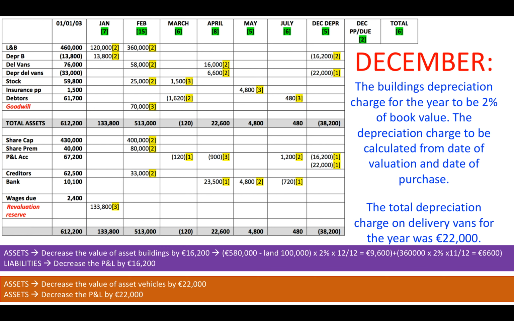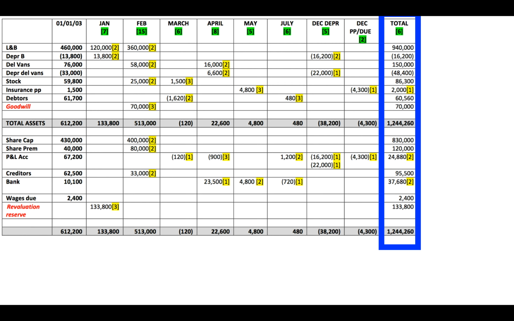So the last thing that you have to do then is your total figure. So you are totting up all of your figures going across the whole way there, and hopefully your assets and your liabilities should equal.